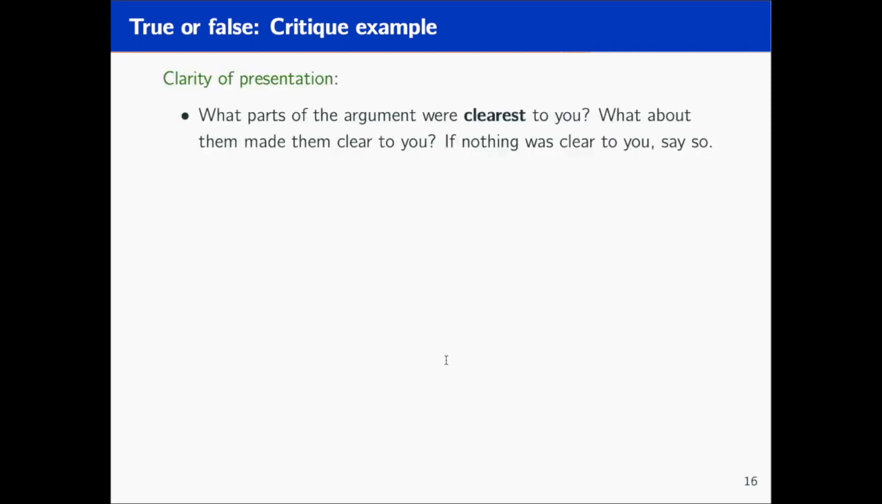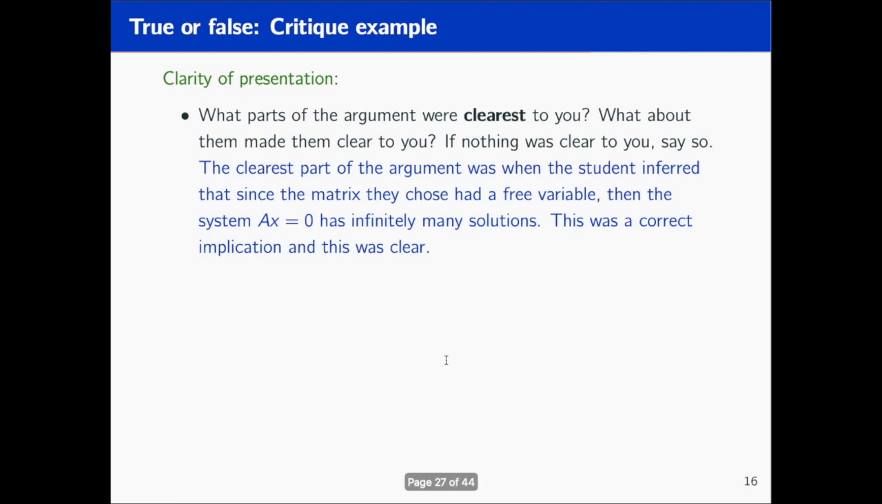The next area for critique is clarity of presentation. The first question states, what parts of the argument were clearest to you? What about them made them clear to you? If nothing was clear to you, say so. A sample response could say, the clearest part of the argument was when the student inferred that since the matrix they chose had a free variable, then the system AX equals 0 has infinitely many solutions. This was a correct implication and this was clear.